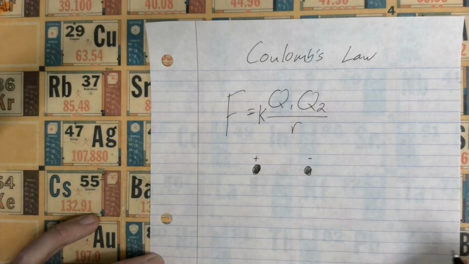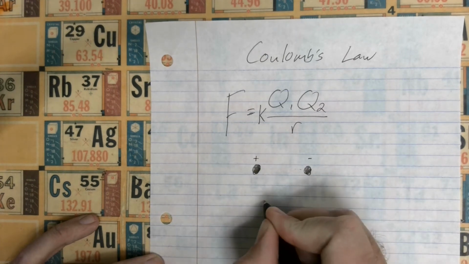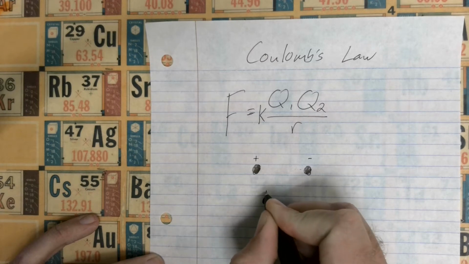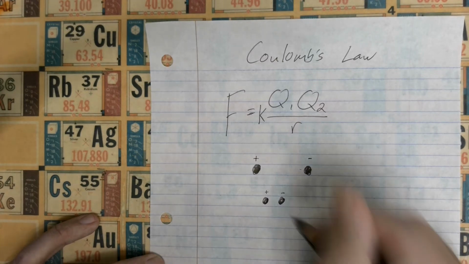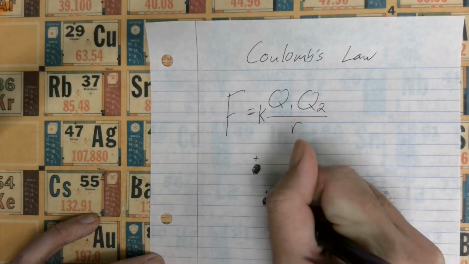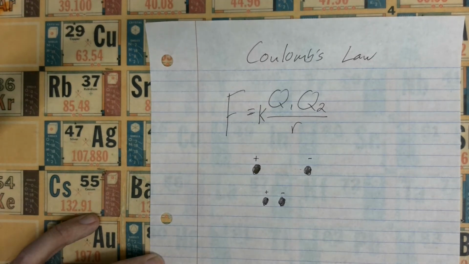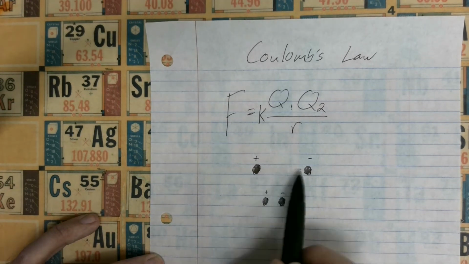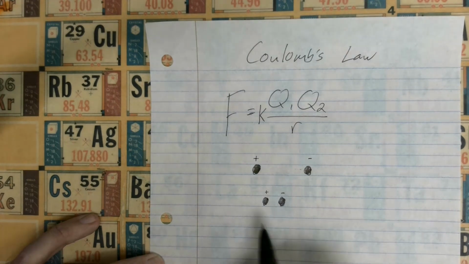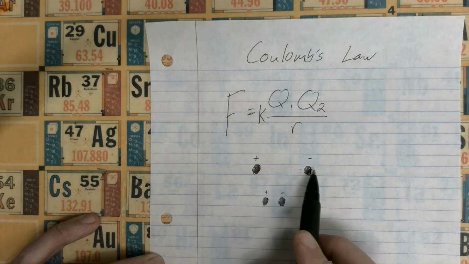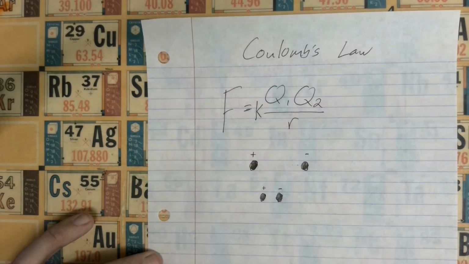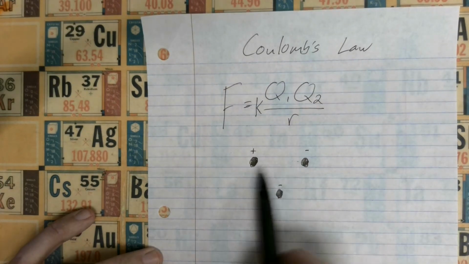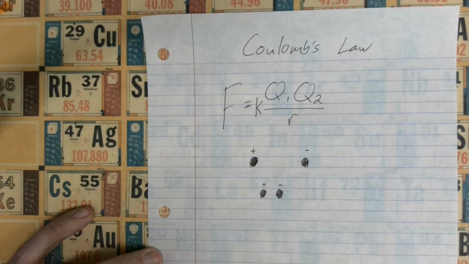So, if I had these two particles, and then let's say these two particles, let's pretend that they're about the same size. I drew these a little smaller, but let's pretend they're the same size. These two are closer together, these two are further apart. So the force of attraction is going to be greater between this one and this one than it is between this one and this one because they're closer together. And the opposite is true. This one's going to be a weaker force of attraction.